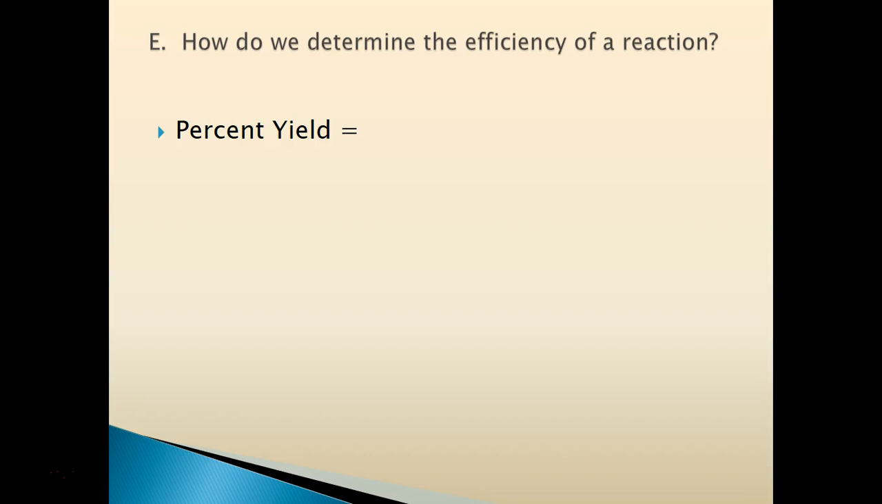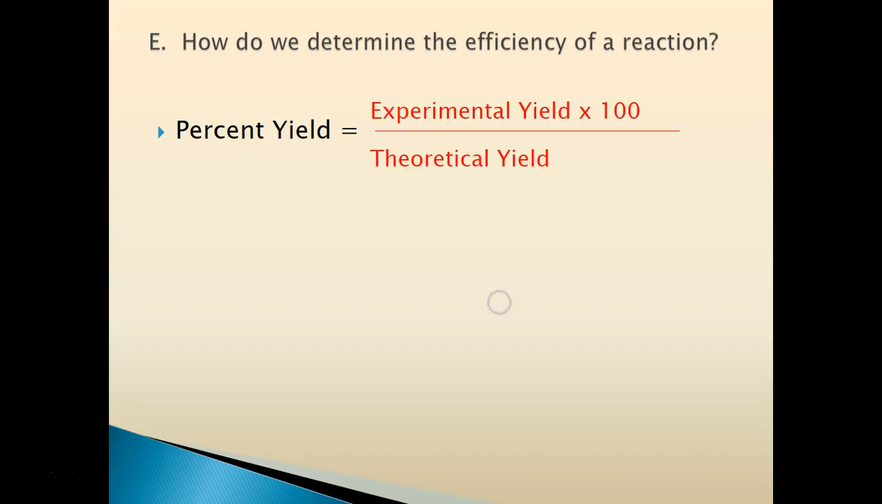All right, finally, percent yield. Percent yield tells us how well we did in our lab, the efficiency of our reaction. So mathematically, the percent yield is the experimental yield times 100 divided by the theoretical yield. Now, the experimental yield is what we actually gain, what we actually perform in the lab experimentally, which is why it's called the experimental yield.